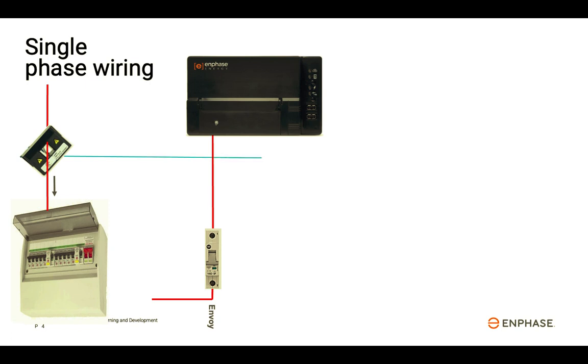A CT is hardwired into the terminal wiring block at the Envoy. Each CT has a blue and white conductor. The CT wires must land in the correct phase connection in the terminal block.